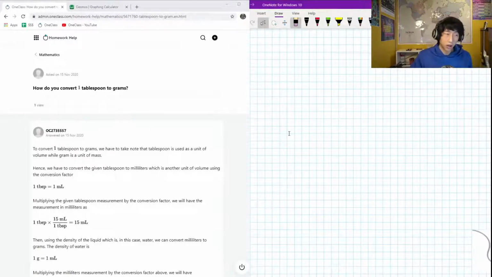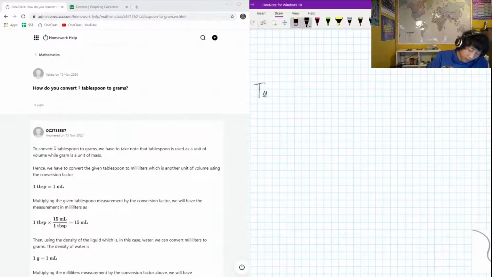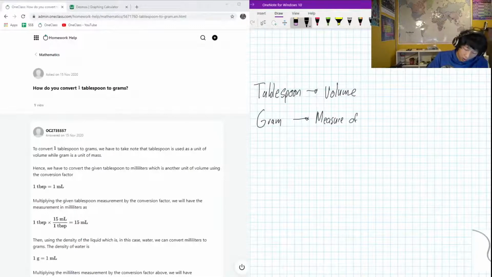Okay, so the next question that we have on the menu today is asking us, how do we convert a tablespoon to grams? This is an interesting question because there are many different layers to this. So we know that a tablespoon is a measure of volume, and a gram is a measure of mass. Mass is not weight, by the way, but you'll see more of that in physics class.